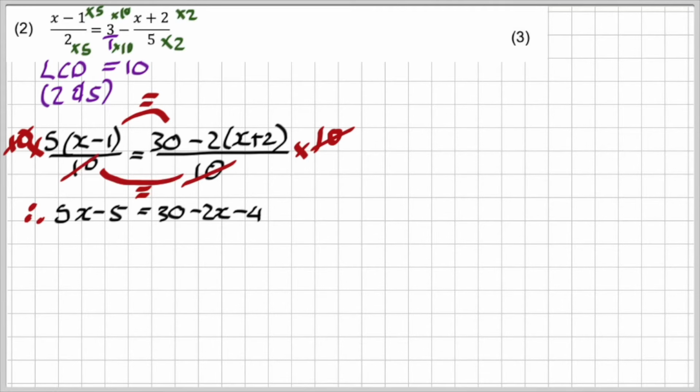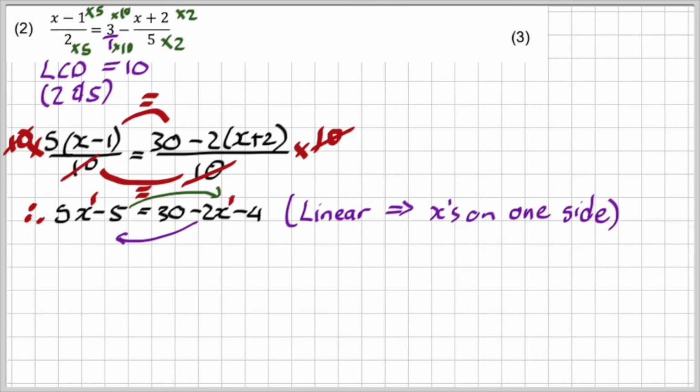Now, what kind of an equation are you left with? You are left with a linear equation. Why is it linear? Simply because there's a power of 1 in the exponents. So how do I solve a linear equation? Get all my x's on one side and all the numbers on the other side.